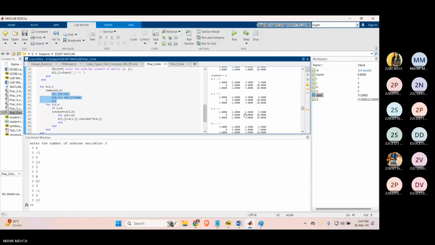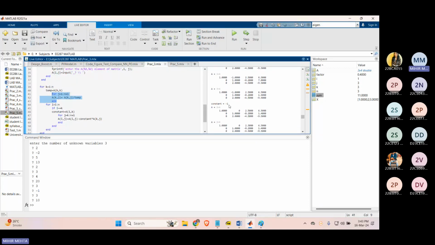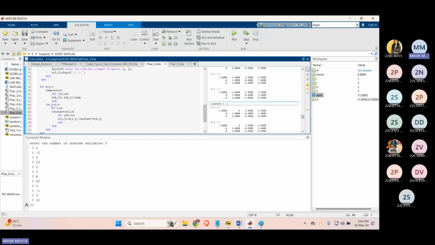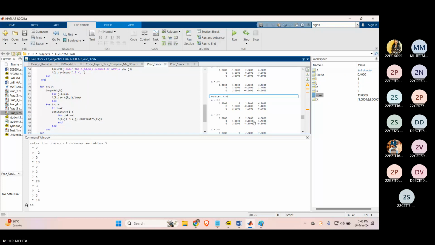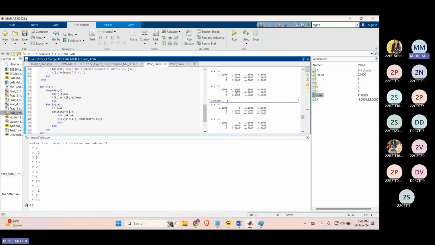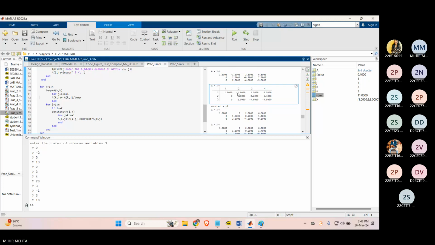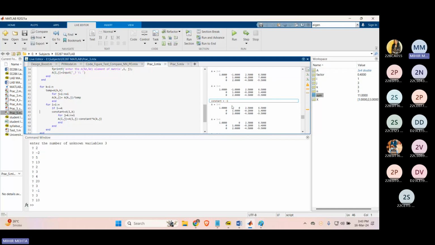Once that is done, I move to the next constant. Now, how do I find this constant? For i equal to 1 to n, now the value of i is 1, but the value of k is 2. Since these are not equal, the constant is 1,2. So what is the constant 1,2? Here you can see 1,2 is minus 1, so my constant turns out to be minus 1.